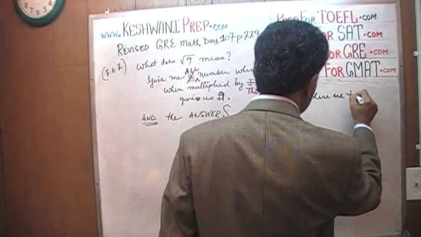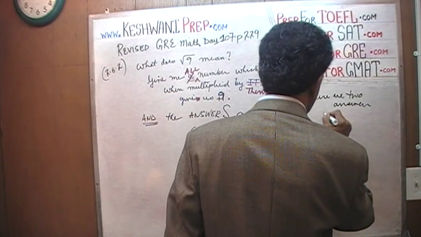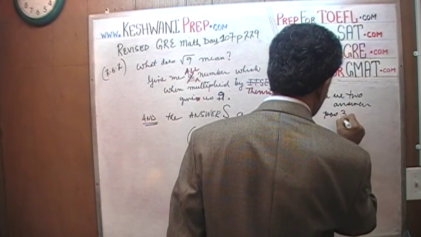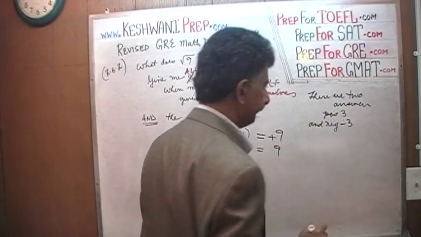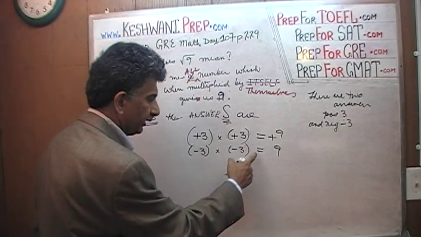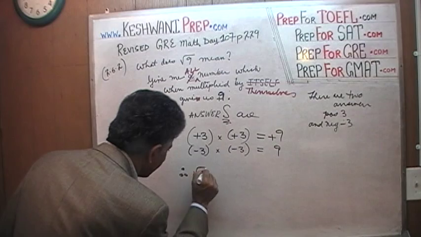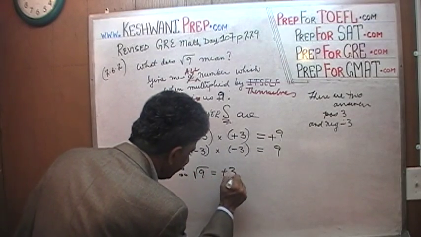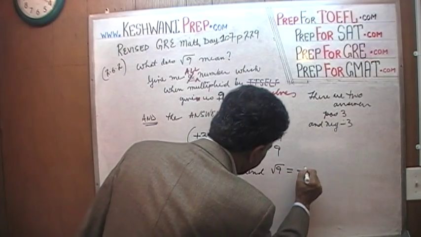There are two answers, positive 3 and negative 3. Positive 3 times positive 3 gives us 9, and negative 3 times negative 3 equals 9. Therefore, the square root of 9 equals positive 3, and the square root of 9 also equals negative 3.